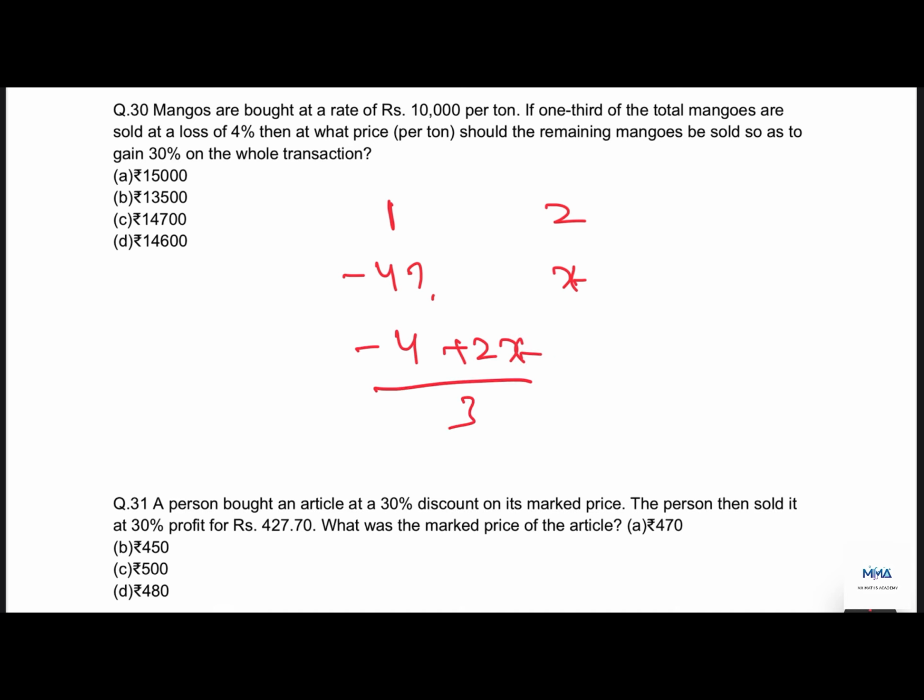And this is given, the required gain is 30%. So 94, so we need 47% profit on the mangoes. So if it's 10,000 per ton, 47% profit, this is the answer.